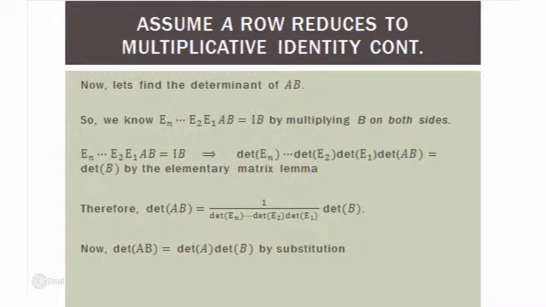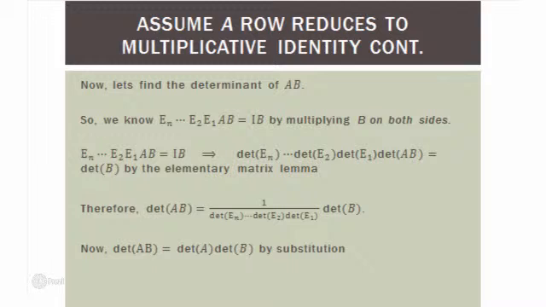So we know that we have the string of elementary matrices times A equals I, and then we can multiply B on both sides to get that equation. Now we can break it up into the separate determinants by the elementary matrix lemma again, except determinant of AB has to stick together because we don't know that we can separate those yet.